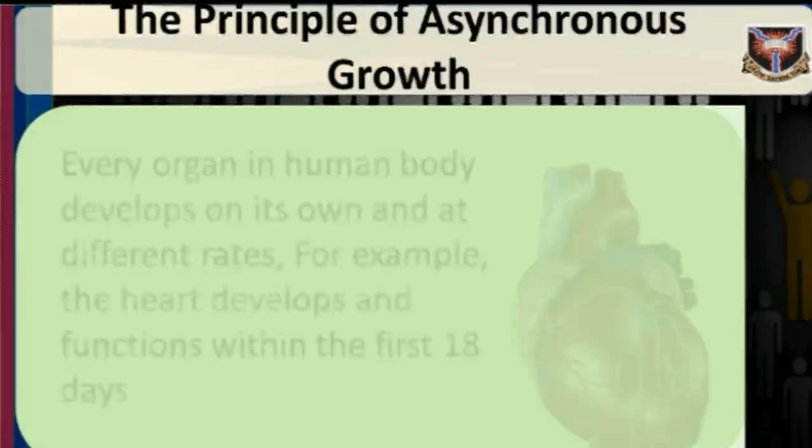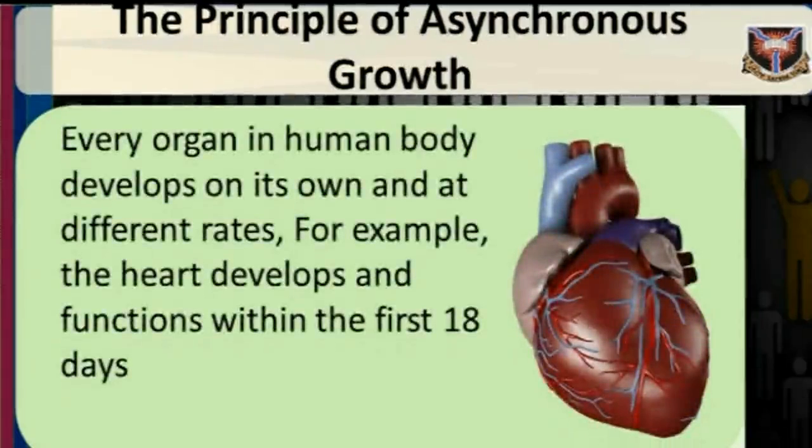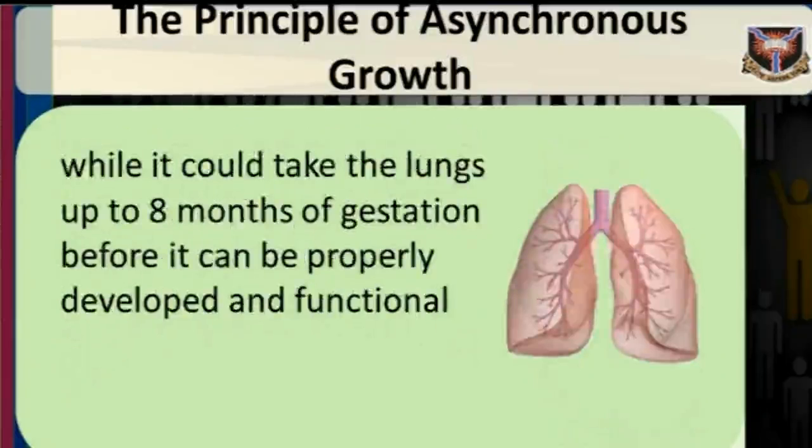3. The principle of asynchronous growth. The principle states that every organ in the human body develops in its own way and at different rates. For example, the heart develops and functions within the first 18 days, while it could take the lungs up to 8 months of gestation before they can be properly developed and functional.